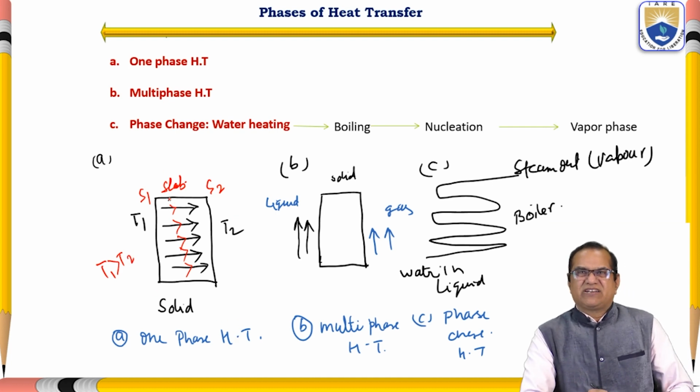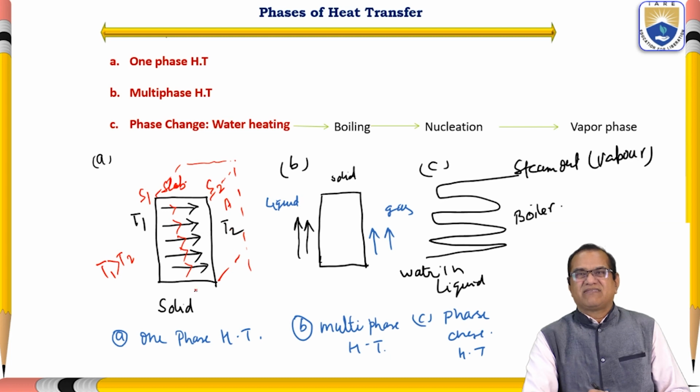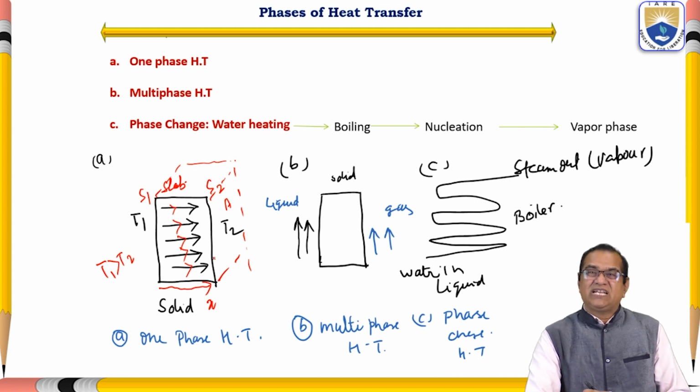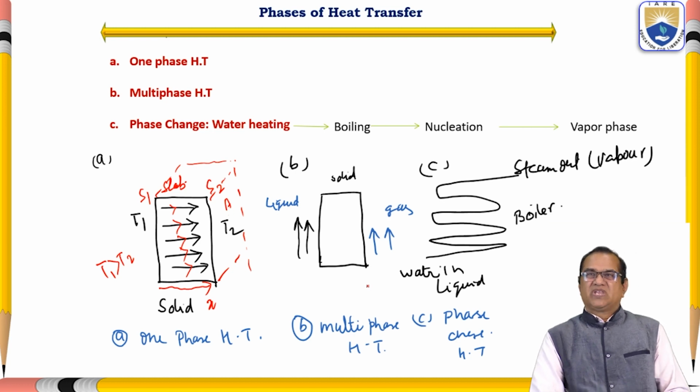In this one phase heat transfer, the heat will be going from high temperature to low temperature, and it is dependent upon the conductivity K and the perpendicular area. This area is always taken perpendicular like this. The length will not be added; it is X and this is the A. So we have seen that Q is equal to minus KA dT by dx.